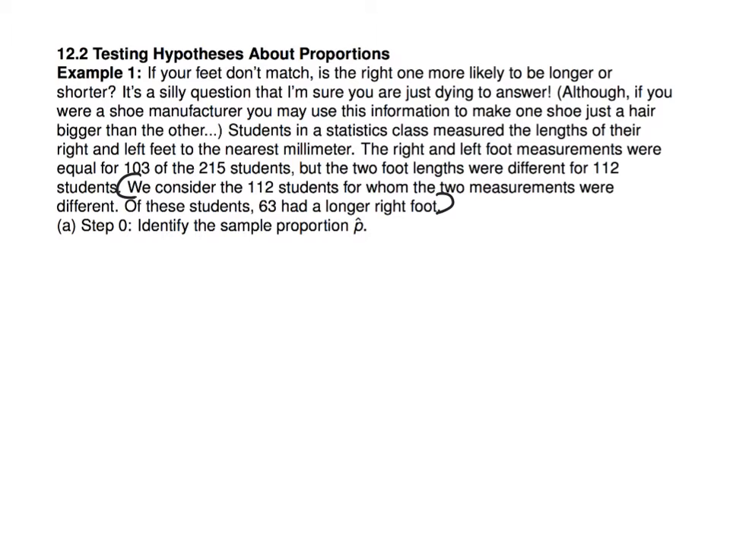So first step is find the sample proportion. The sample proportion that had the longer right foot was 63 out of 112, so 0.5625.